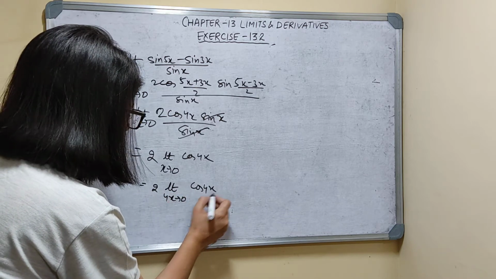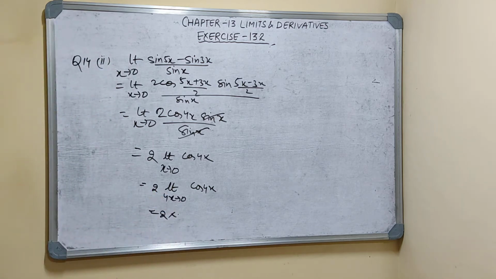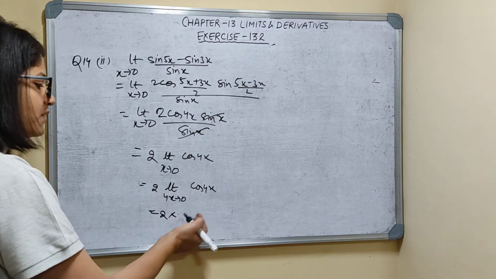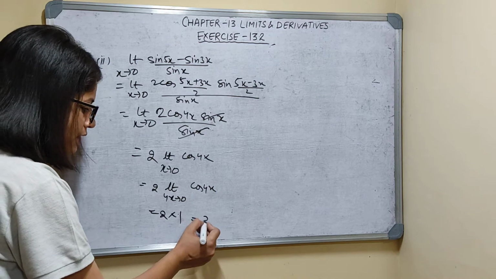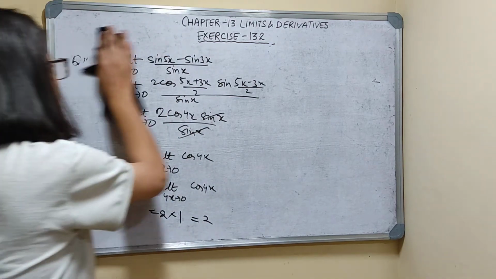Cos 4x is equal to what? 2 into limit x tends to 0, cos x is 1. So limit 4x tends to 0, cos 4x is 1. So the answer is 2. Now question number 15, first part.